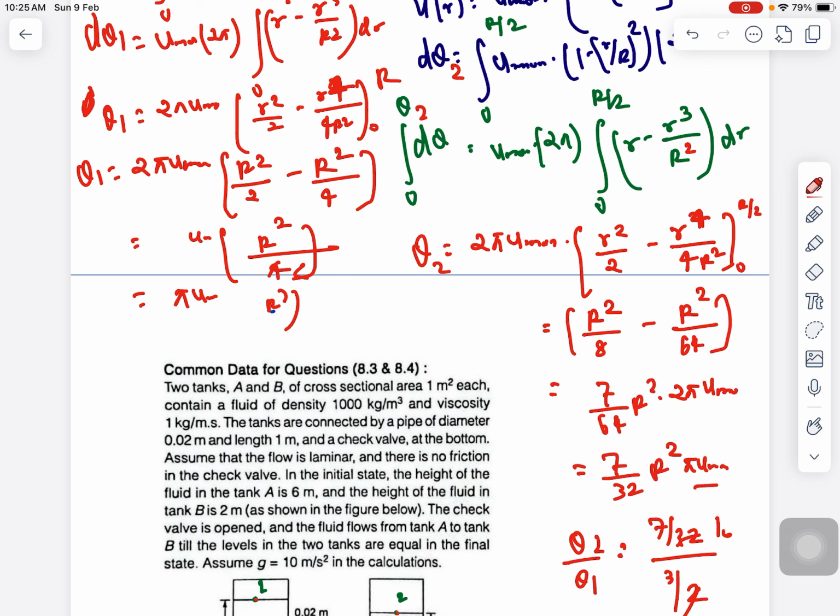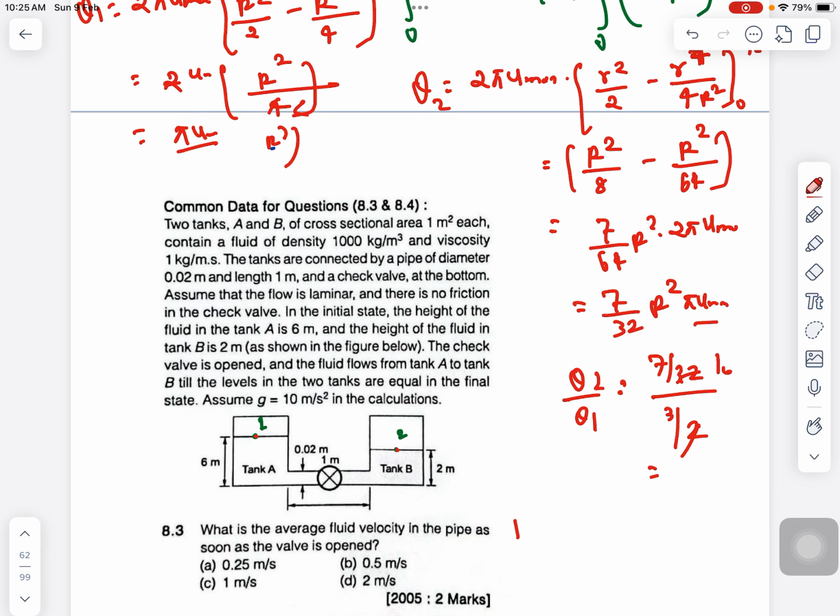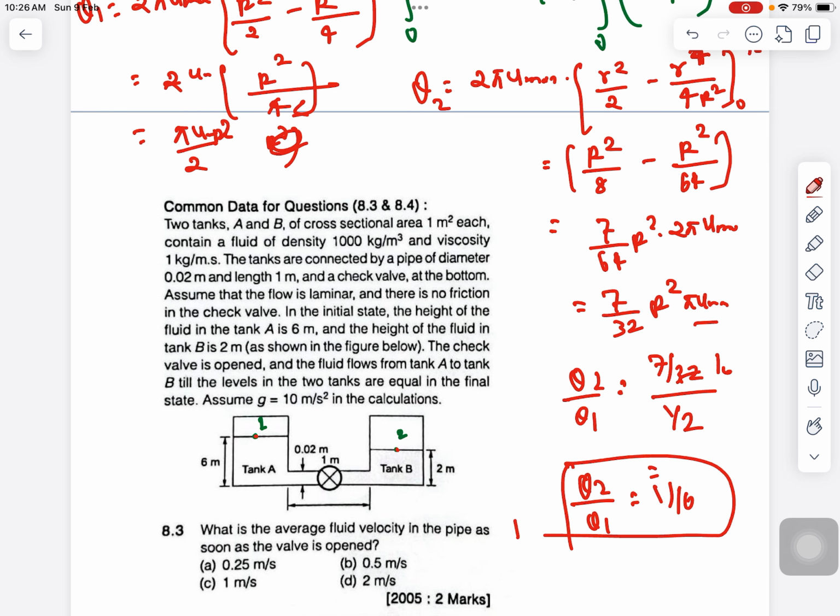2 and 1, so that is 2. So finally once you calculate these things, pi u max r square, and once you substitute these things, you will be getting 1 by 2. So q2 by q1, you will be getting is 1 by 16 only. That's it. Is that clear?